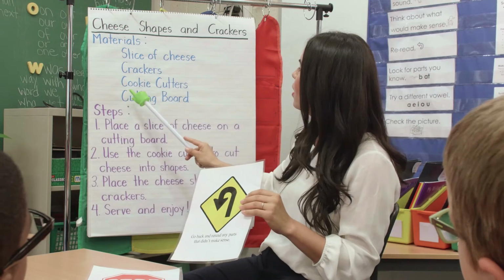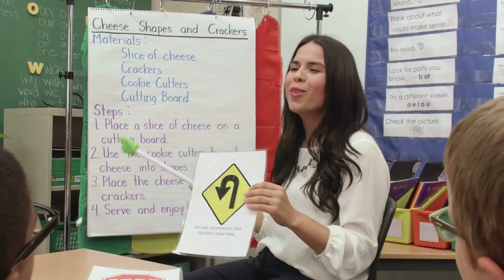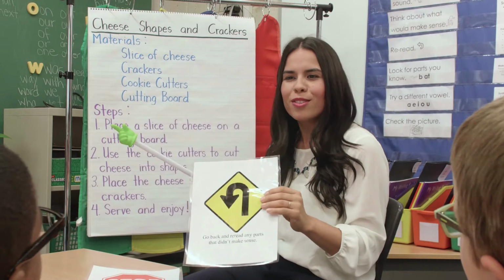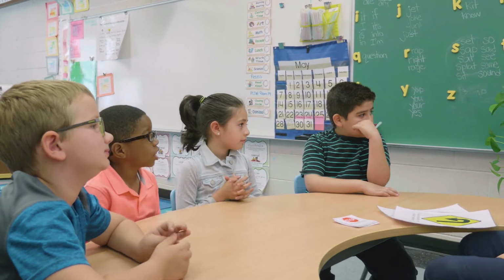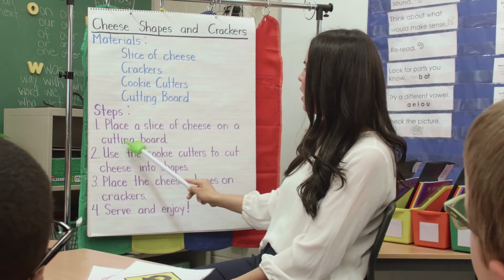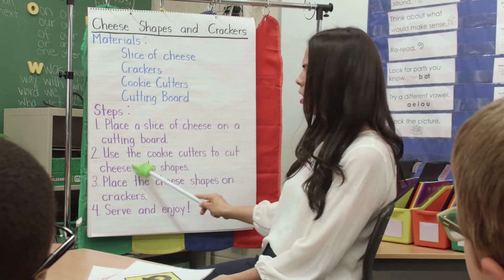Okay, let me go back. Cookie cutters, cutting board. Oh, I know what a cutting board is. Yeah, I've used that before in my kitchen. Yeah, you cut stuff on it. Steps. Place a slice of cheese on a cutting board. Use the cookie to cut cheese.